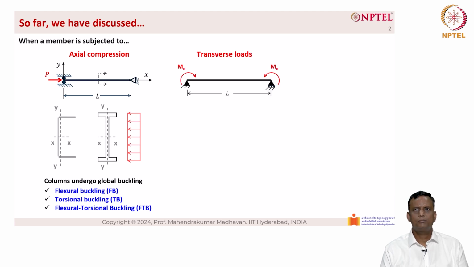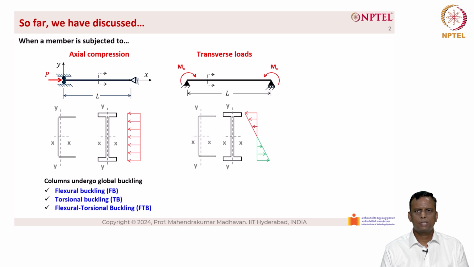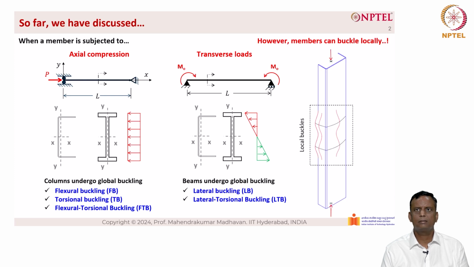For members that are subjected to transverse loads such as beams, in this case where M0 is the equal moments acting on either side, when we cut the cross-section, we have a compressive stress which is linearly varying, acting at the top half of the cross-section, and a tensile stress which is linearly varying, acting at the bottom half of the cross section. In such scenarios, the beams undergo global buckling. There are two types of global buckling: lateral buckling and lateral torsional buckling.